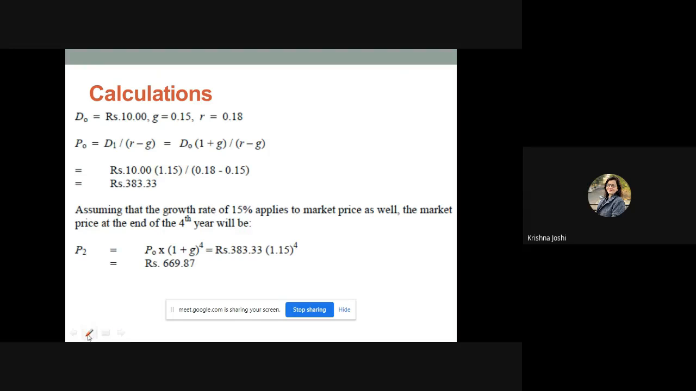So the simple thing we have done here, that is 383, right, into 1 plus, what is our rate? What is the rate we have? 15. 15, right? So 0.15, and raised to 4. So 383 multiplied by 1.15 four times. So you do 1.15 four times and then multiply it with 383. Your answer must be this, 669.87.